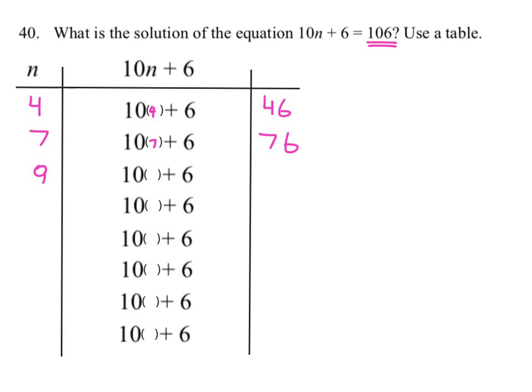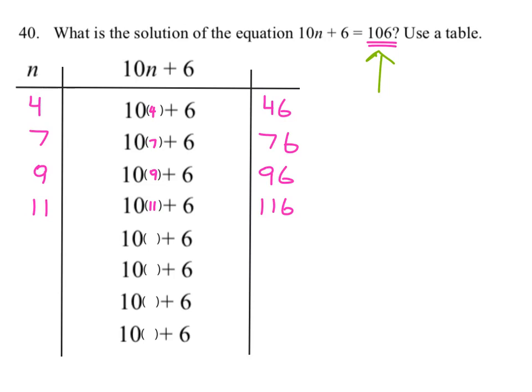Okay. Let's try 9. 10 times 9, 90. Plus 6, 96. Pretty good. Still not there yet, so I'm going to go a couple higher. I'm going to go up to 11. 10 times 11, 110. Plus 6, 116. Oops. I jumped right over the number I was trying to hit.